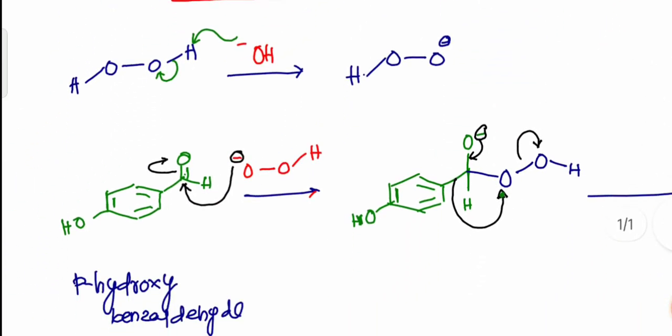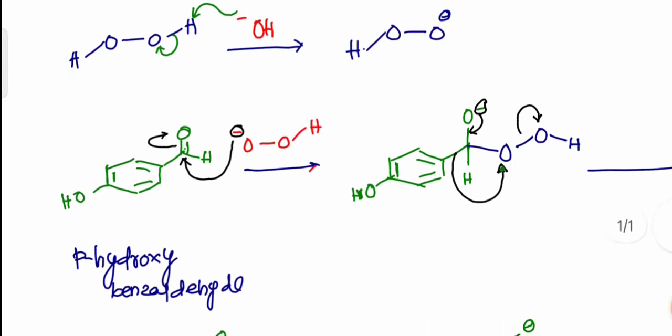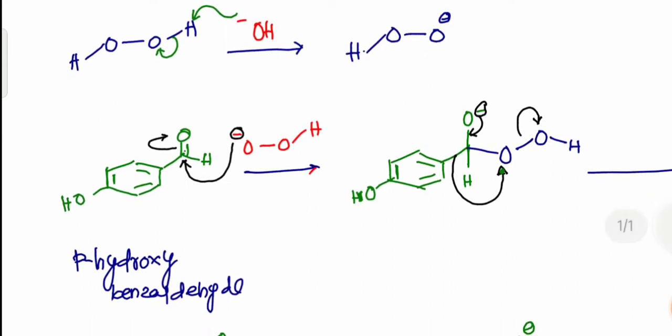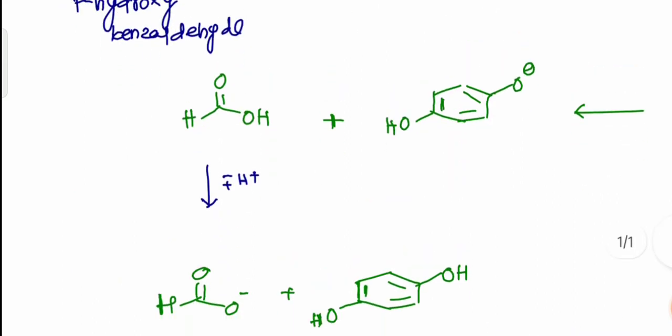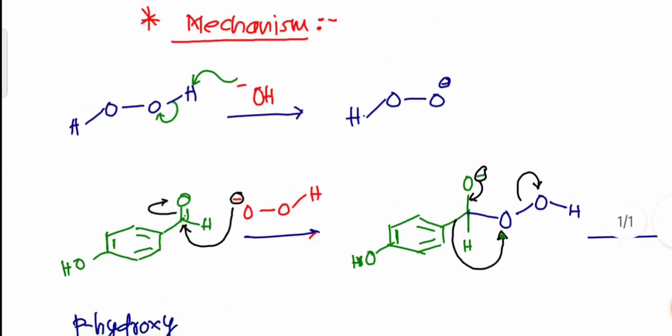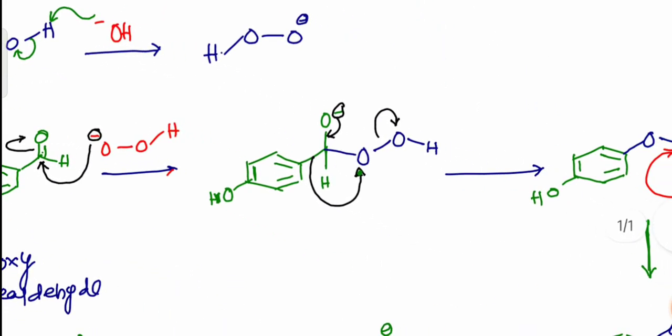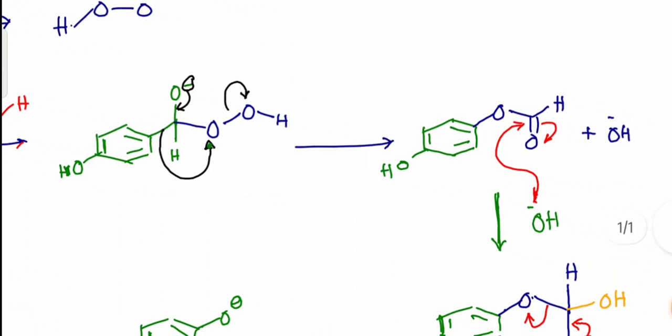This mechanism proceeds via two steps. The first step is that the base abstracts the hydrogen from peroxide, forming a negative, nucleophilic species, that is the HOO negative ion. That HOO negative ion reacts with the carbonyl compound as a 1,2 addition reaction, and a tetrahedral intermediate is formed. As the tetrahedral intermediate develops, because it is a peroxy compound, it undergoes rearrangement.